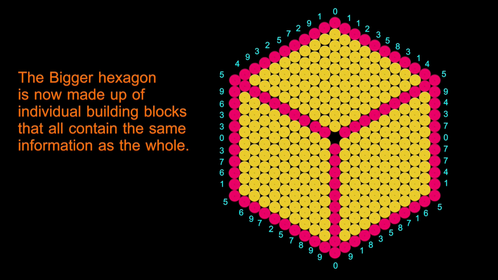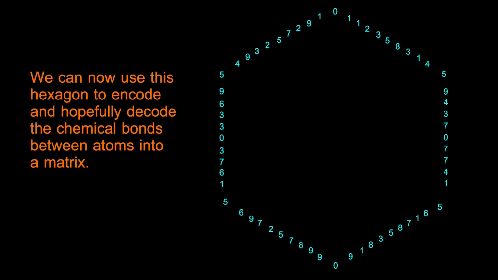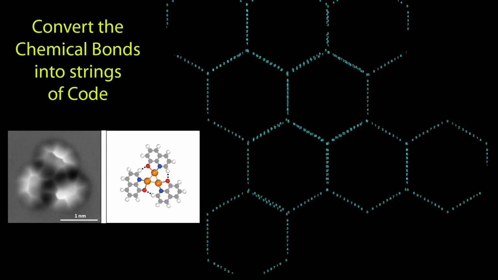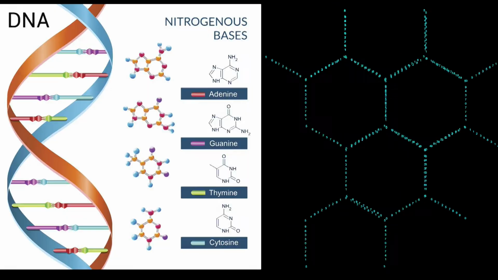This essentially creates a fractal pattern in which the larger image contains all the same information as each individual building block, exactly like the cells in your own body. We can now map the 60-digit hexagon into our chemical bonds to create strings of data. It is, however, not as simple as plug and play. There are some steps missing, and I do not have the knowledge to go much further on my own, though I will keep learning and trying.